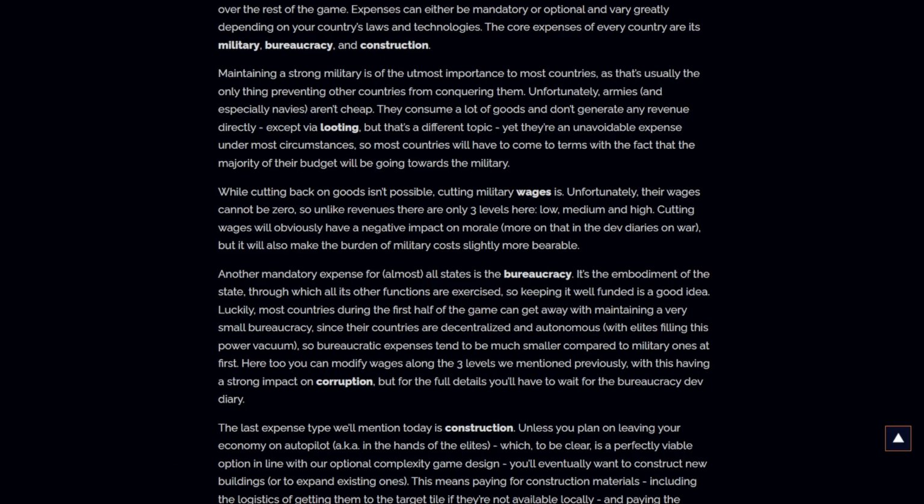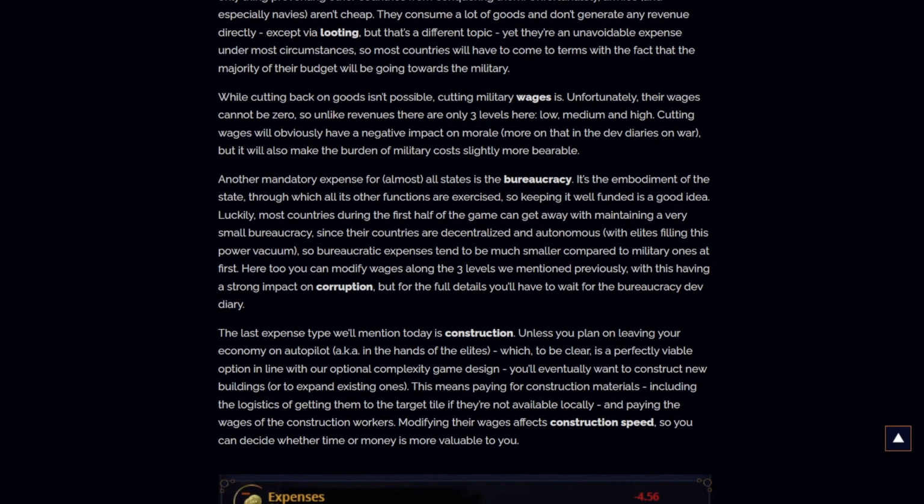So that's the fine balance, or dance, that you have to do to keep them happy but keep it bearable. But yeah, it looks like that's roughly how that's going to work.